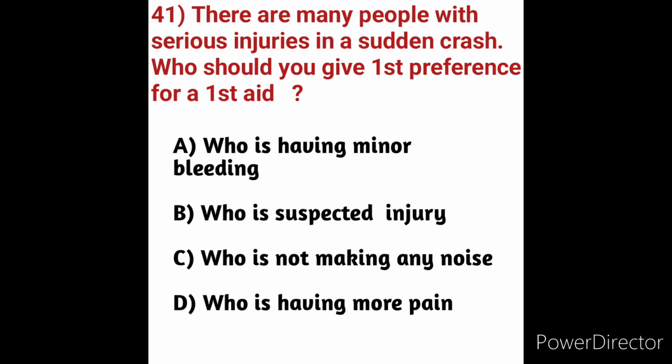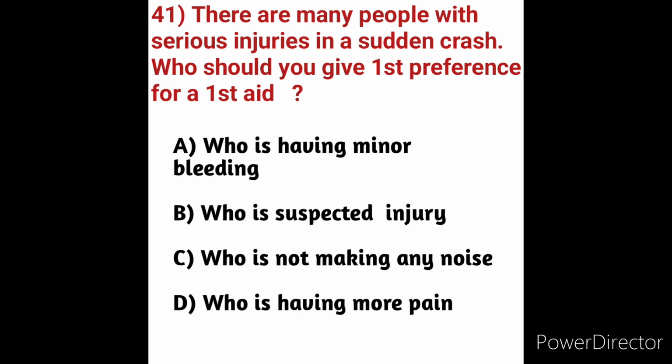So many victims have serious injuries. Here, who gets the first preference for first aid? Let's see the options. Option A, who is having minor bleeding. Option B, who has a suspected injury. Option C, who is not making any noise. Option D, who is having more pain. We have to give first aid to the one who is not making any noise.